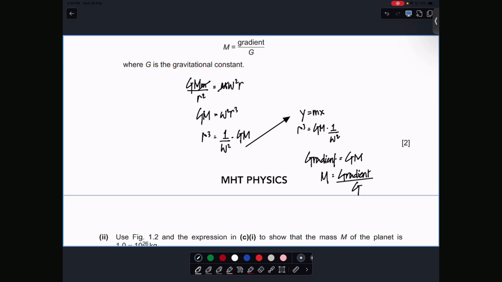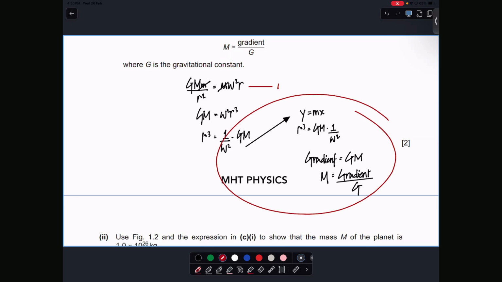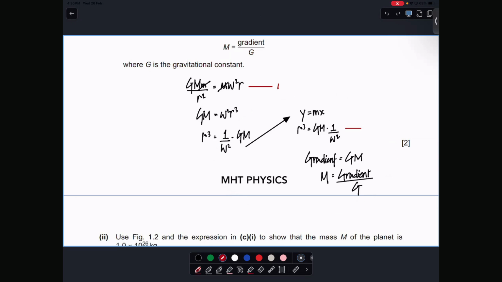Oh, they did all of this. Oh, surprisingly they did all of them. Let me tell you the mark distribution. 1 mark for writing this, and the entirety of this is 1 mark. Showing it as a straight line, that's another mark. Okay, so these are the 2 marks out there.